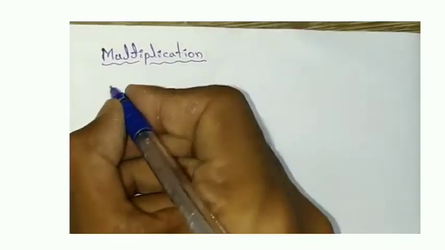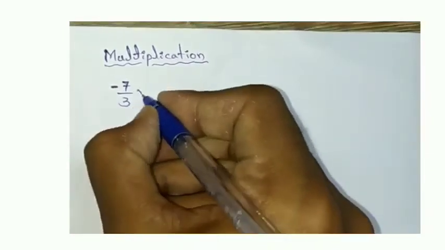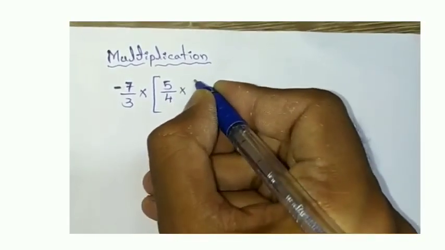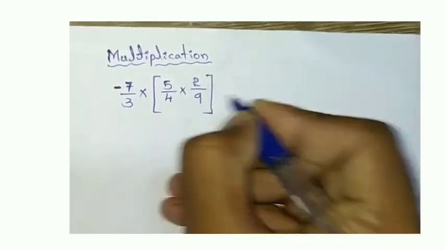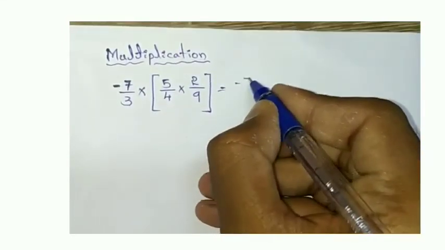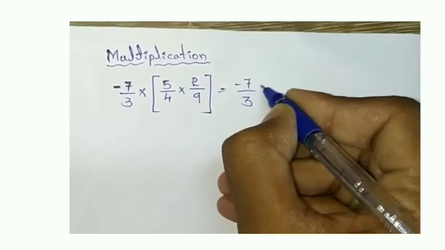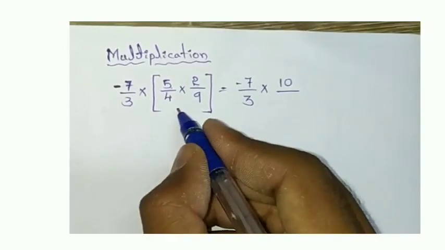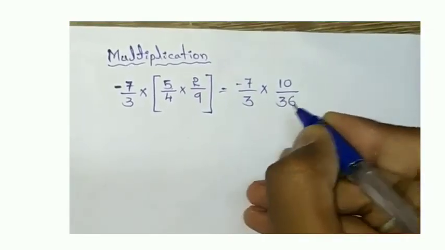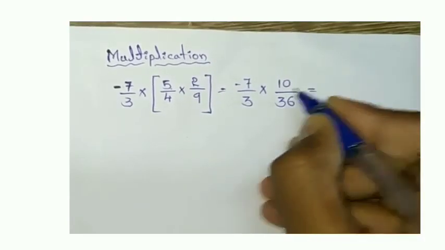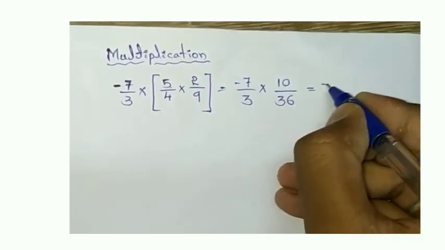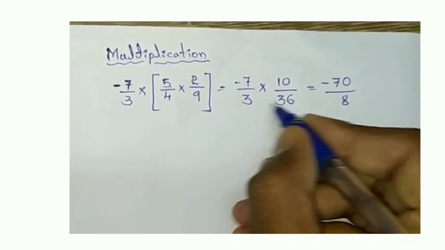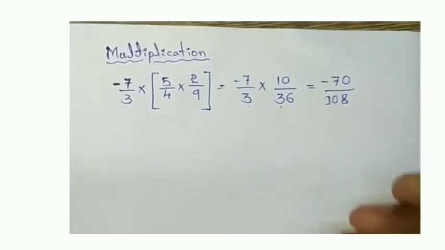Let's take one example. Minus 7 by 3 into bracket 5 by 4 into 2 by 9. Let's do the calculation. First open the bracket. So minus 7 by 3 into, here 5 2s are 10 divided by 4 9s are 36. Again here minus 7 into 10 is minus 70, by 3 6s are 18, 3 3s are 9, 9 plus 1 is 10, so 180.